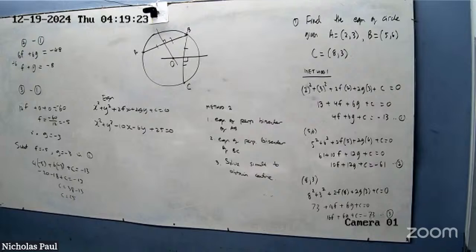Right? That's method 1. And the center is minus f, minus g, which is 5, 3. So you can write the center as what? 5, 3.